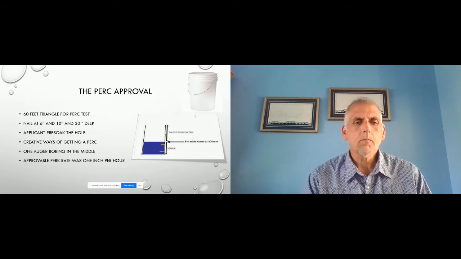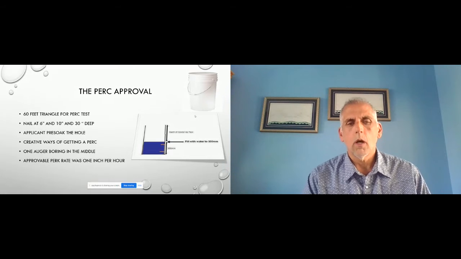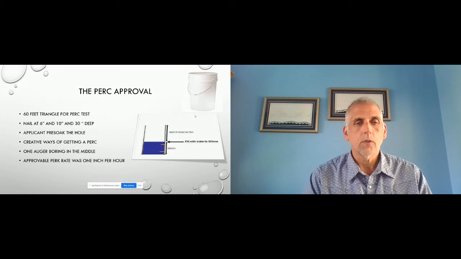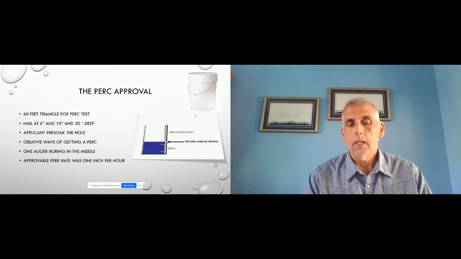An approvable Perc rate was 1 inch per hour. So if it would hit that 1 inch, it was approved. We also would do 1 auger boring in the middle of the 60-foot triangle. And so if the soil looked good and the Perc was good, then it got an approval.